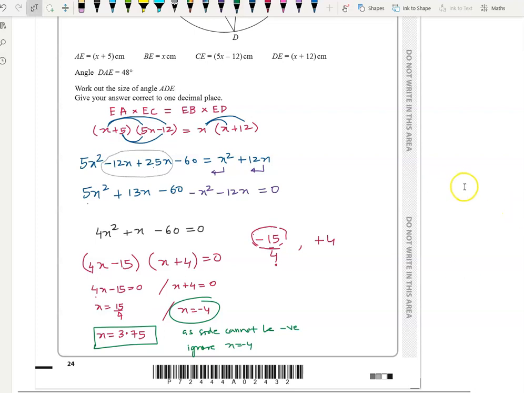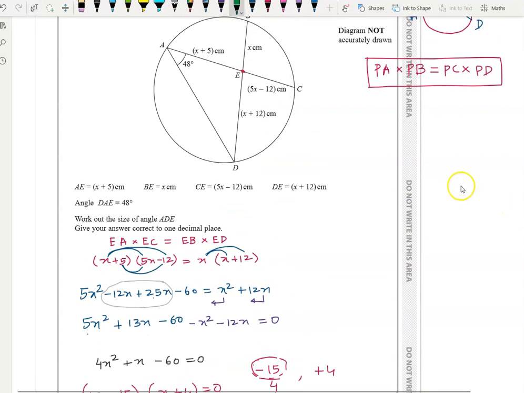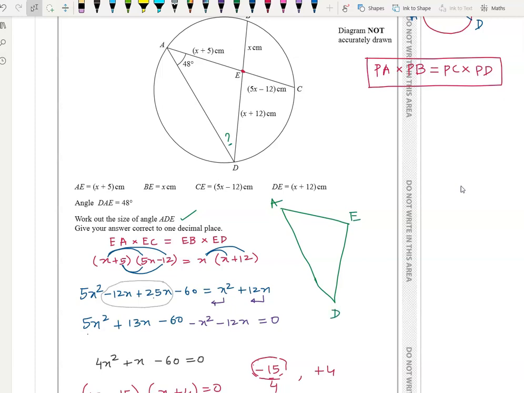Now let's go back to the diagram. The question is to find angle ADE. Angle DAE is 48, and we need to find angle ADE. So we need to find this triangle. I'll draw this triangle: you have A, E, D. We need to work out this value. Suppose I write here y. This is 48. This side is x plus 5. This side is x plus 12.